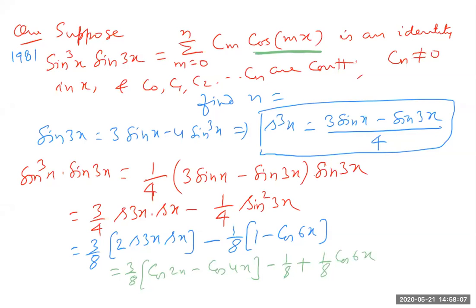So this in order will be equal to: first term is minus 1 upon 8. Next term is plus 3 upon 8 cos 2x. Then minus 3 upon 8 cos 4x plus 1 upon 8 cos 6x. You can see, so this is clear. You have written the upper lines.